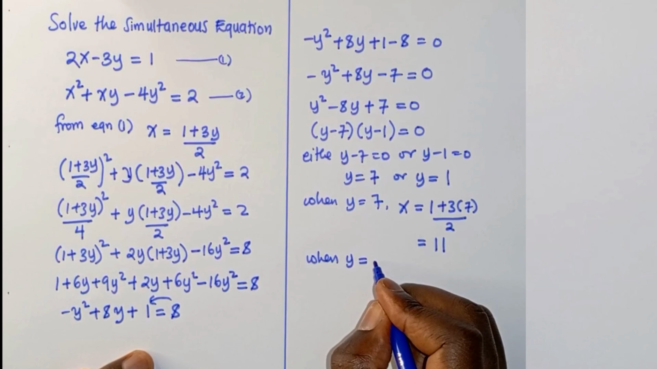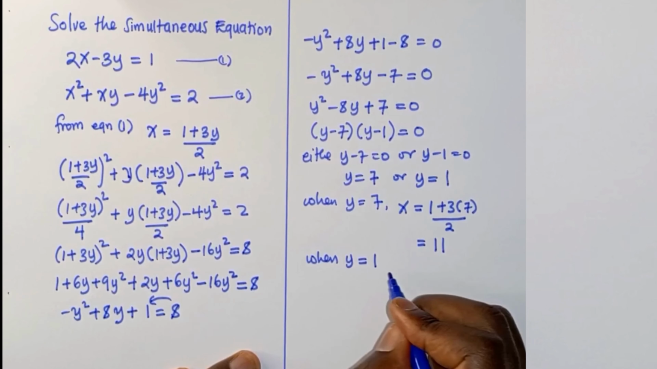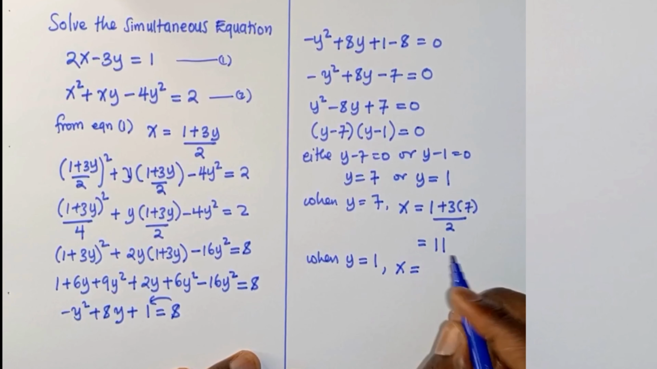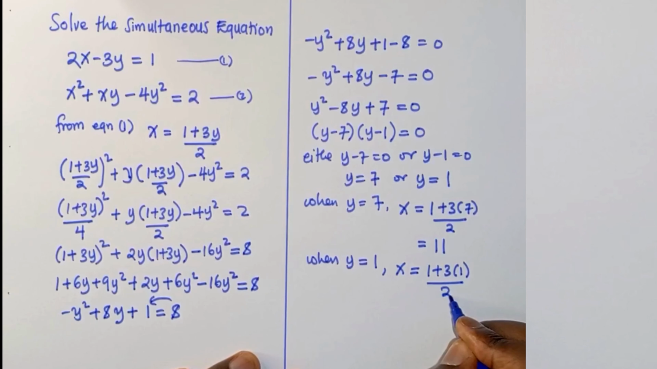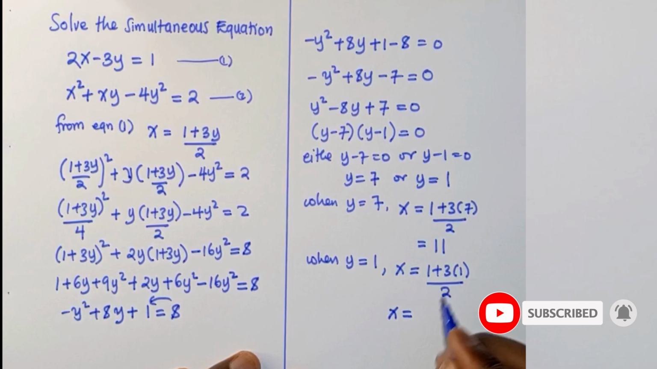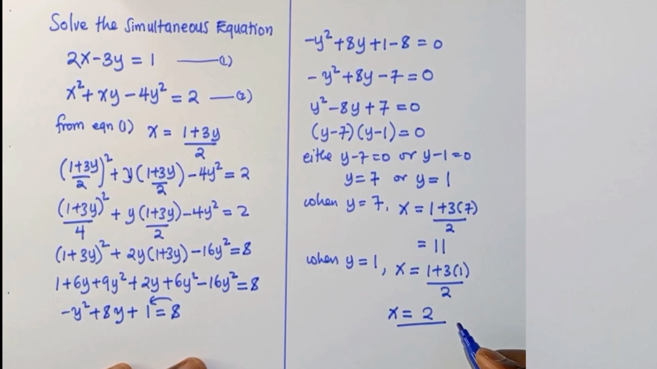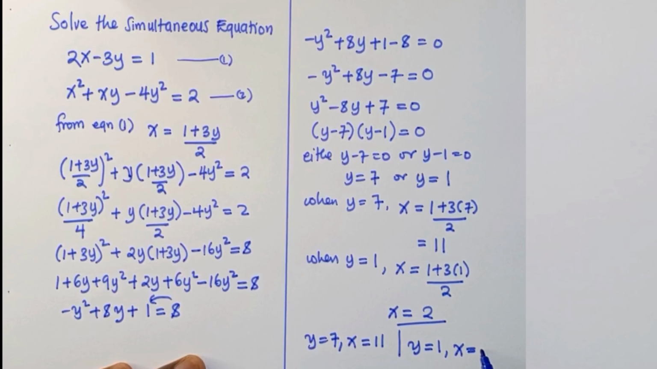And then we go ahead and say when y is equal to 1, we get the corresponding value of x. We shall have x is equal to (1 plus 3 into 1) over 2. So when you simplify, we have 4 out of 2, which is 2. Therefore, our values of y and x: we have y as 7 when x is equal to 11, and y as 1, and then our x is 2.